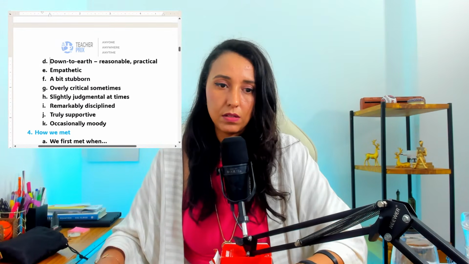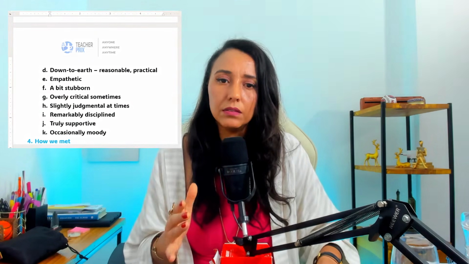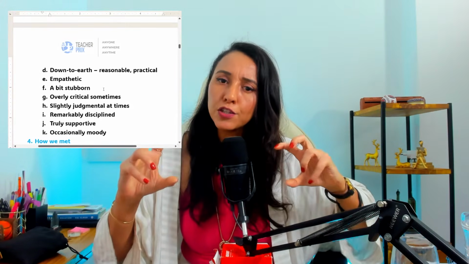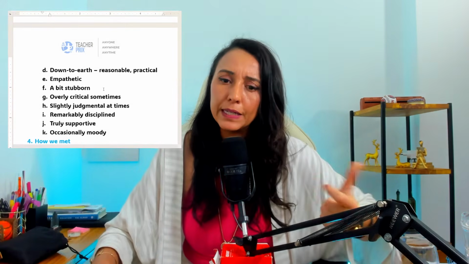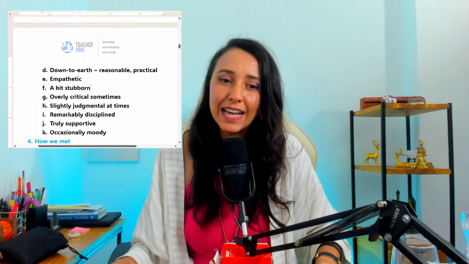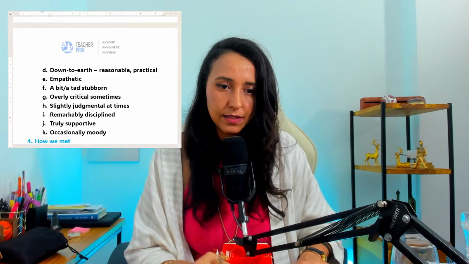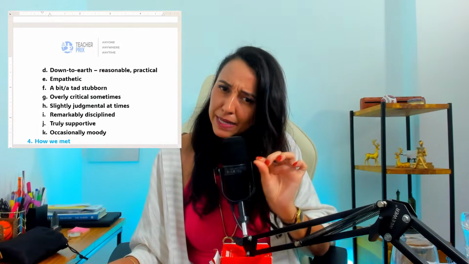Down to earth. I'm reasonable, I'm practical. That's good, okay? I am empathetic. I show empathy to other people. That's a very important trait. A bit stubborn. It's my decision. It's hard for me to change my decision, to change my opinion about something. Stubborn. And then a bit or a tad, also very native-ish. A tad stubborn, a bit stubborn.